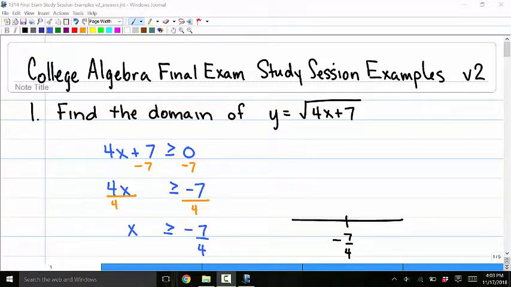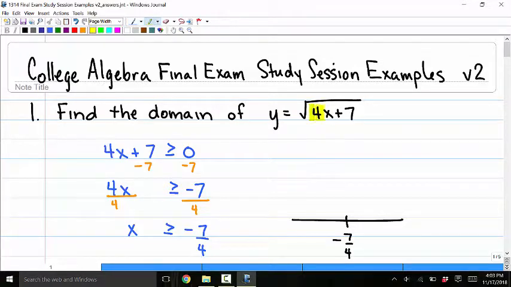I'm going to record the solutions and the work and kind of talk you through the College Algebra Final Exam study session examples for version 2. Number 1 says to find the domain of y equals the square root of quantity 4x plus 7.